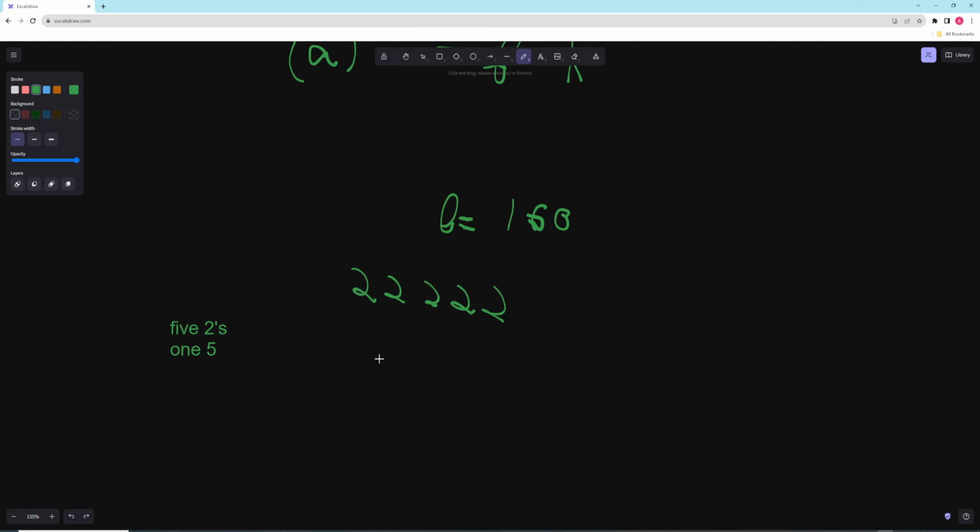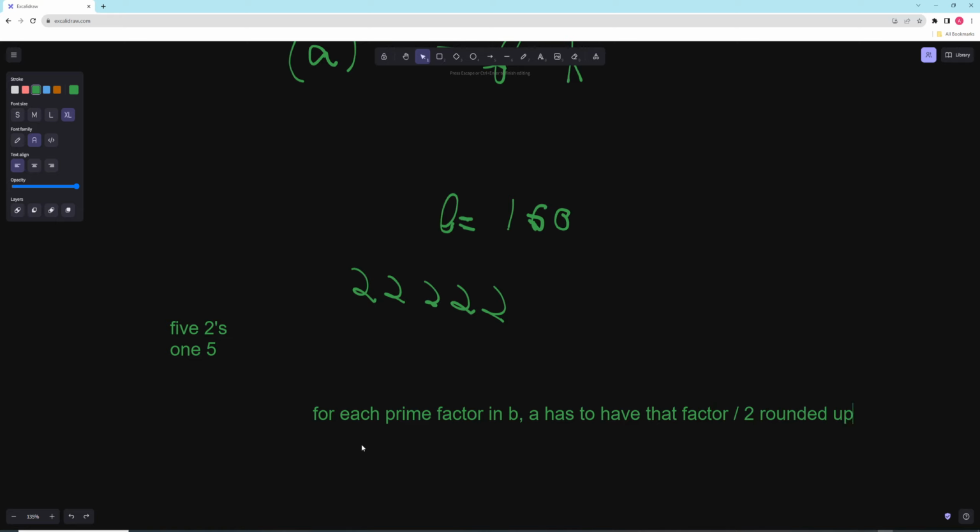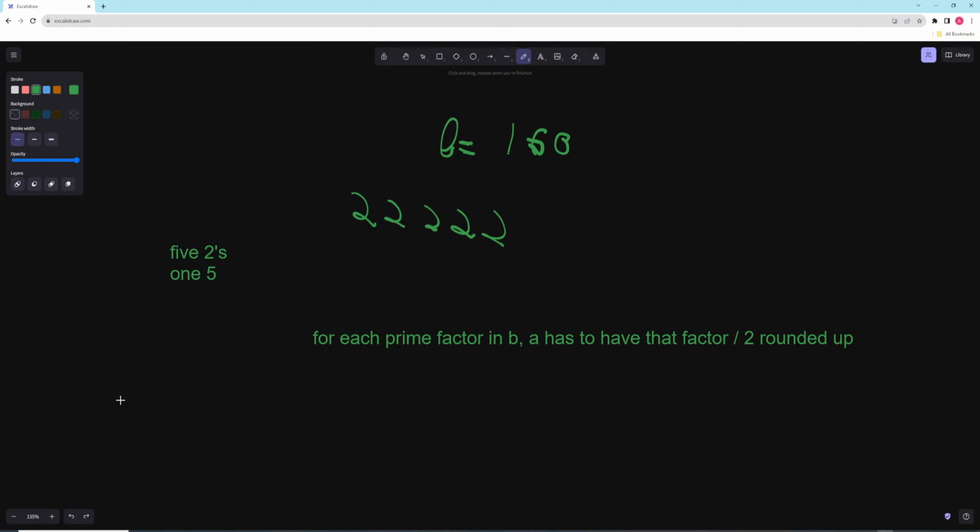How much does A have to have here? Well, A can't have 2 2s, right? Because if we have 2, then A squared will have 4 2s, and that's not enough. So for each prime factor in B, A has to have that factor divided by 2 rounded up, right? Because if there are 5, then A would have to have 3 to get enough, right? Because then if we have 3 and we double it, then we'd get 6, which is more than 5. We have to have more or equal.